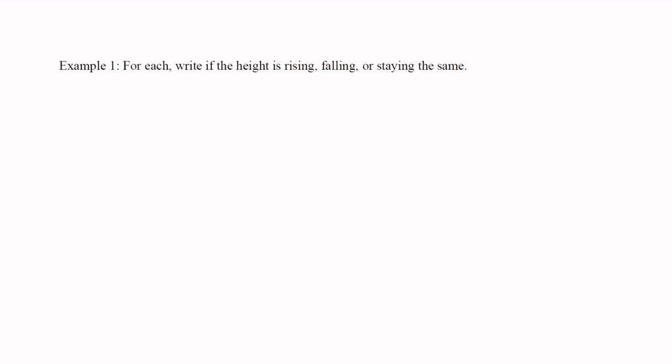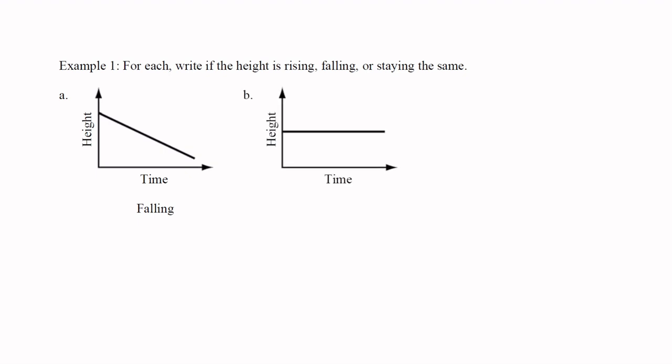So let's do an example. For each, we're going to write if the height is rising, falling, or staying the same. So in A here, the height from left to right is going down, which means it's falling or decreasing. In B, we have a horizontal line, which means it's not changing, meaning it's staying the same or it's constant. And then for C, from left to right, we're going up or increasing, which means it is rising.